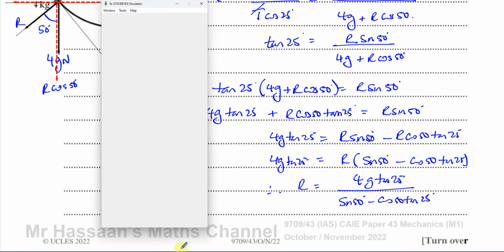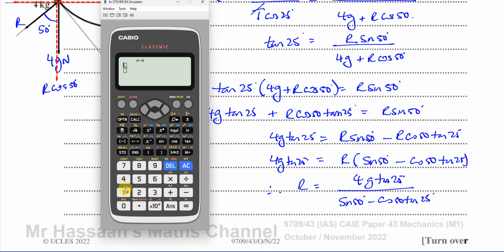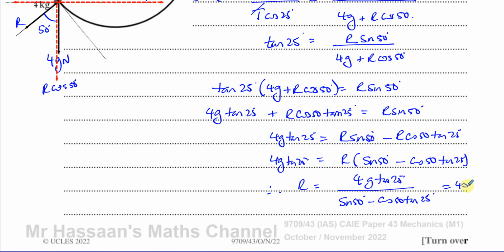Okay, after all that, we can now put that in our calculator. So 4g is 40, we're taking g as 10, so 40 times tan 25 divided by sine 50 minus cosine 50 times tan 25. And that gives us 40, which is the correct answer. 40 newtons. So we can say R is equal to 40 newtons. One of the advantages of keeping it in the exact form and not rounding the decimals is you get your exact answer at the end, which you're meant to get.